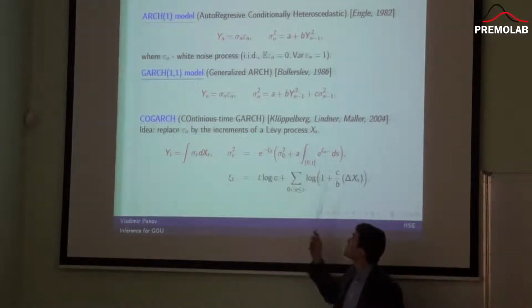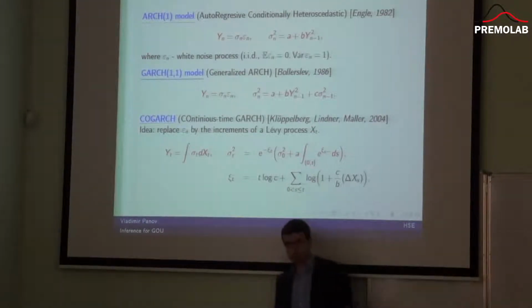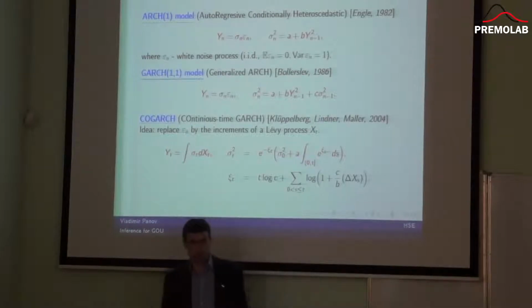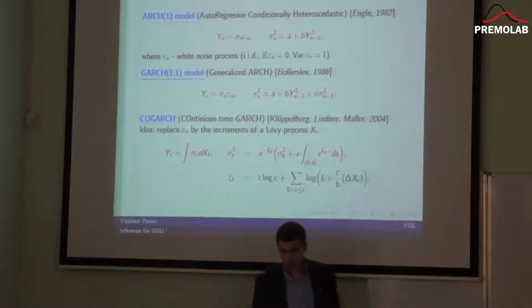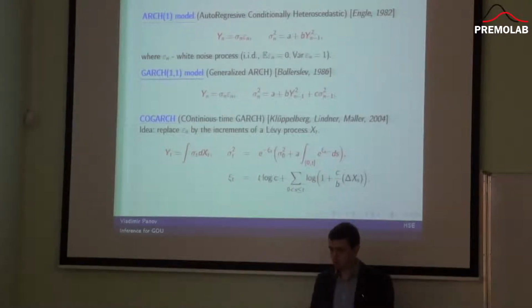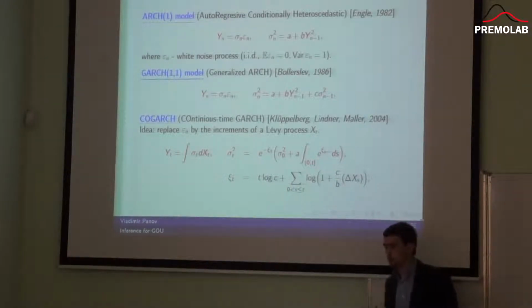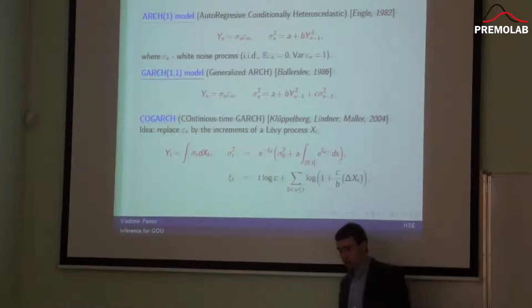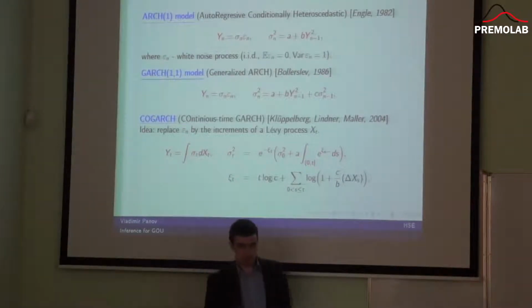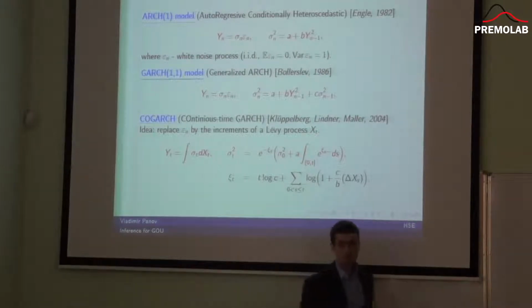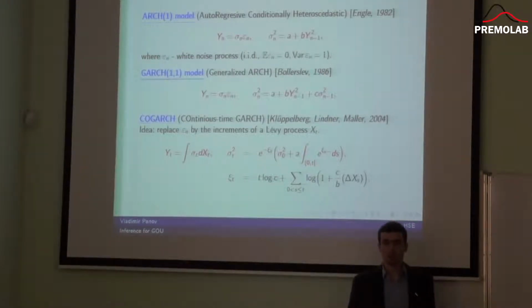The returns are the product of two discrete time processes. The first one is standard deviations, which linearly depend on previous values of this process. And epsilon_n is a so-called white noise process. It has zero mean and unit variance. Any questions?